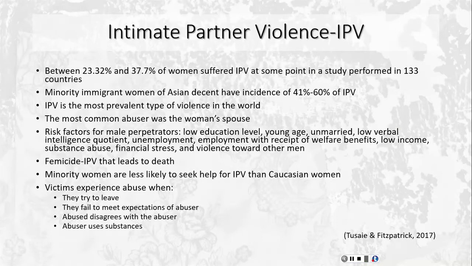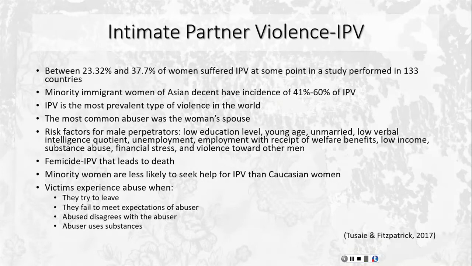Risk factors for male perpetrators, they tend to be people who have low education level, younger age, unmarried, low verbal intelligence quotient, they're unemployed, or they're employed while receiving welfare benefits, lower income, they may be abusing substances, be under a lot of financial stress, and they could have a history of violence towards other men as well. Femicide is a term I found in our book. They define it as when intimate partner violence leads to death for the female.